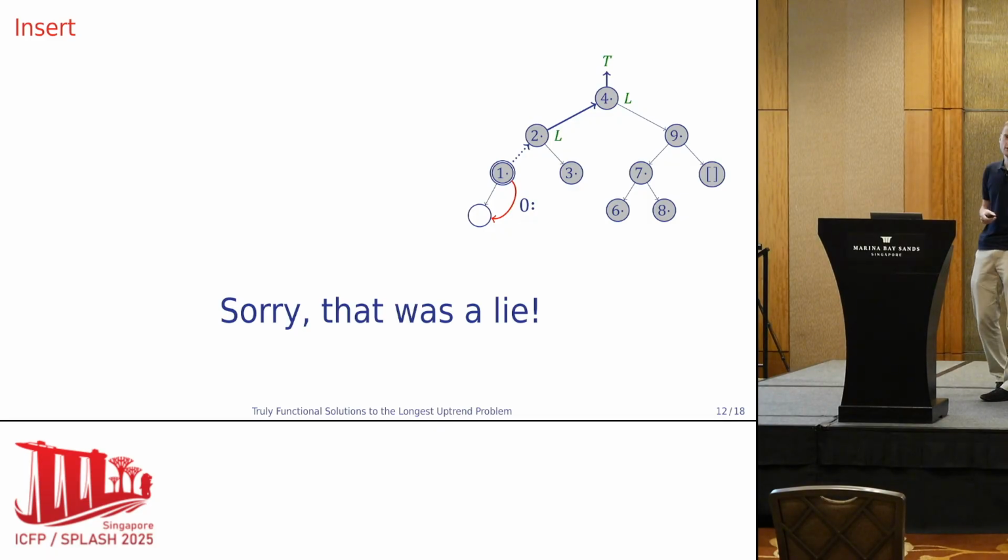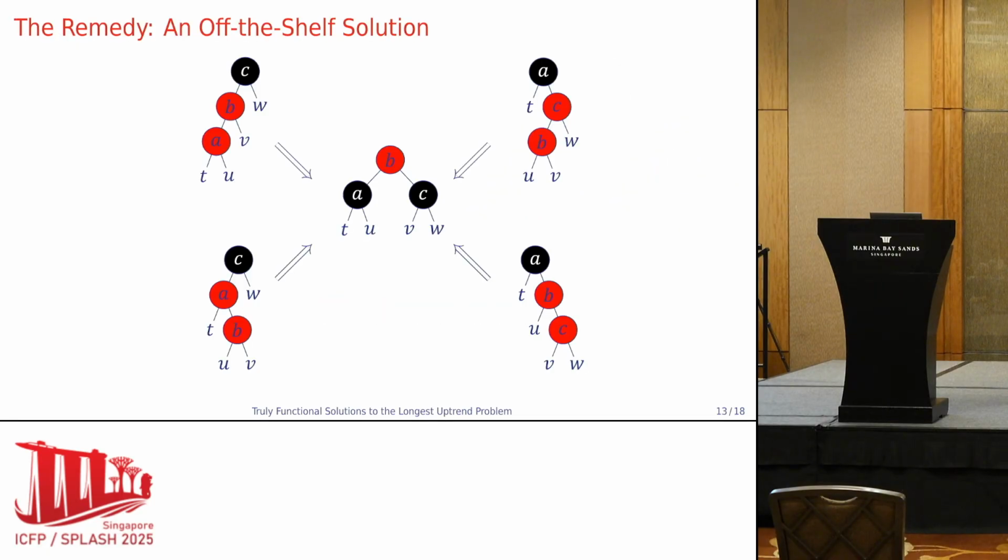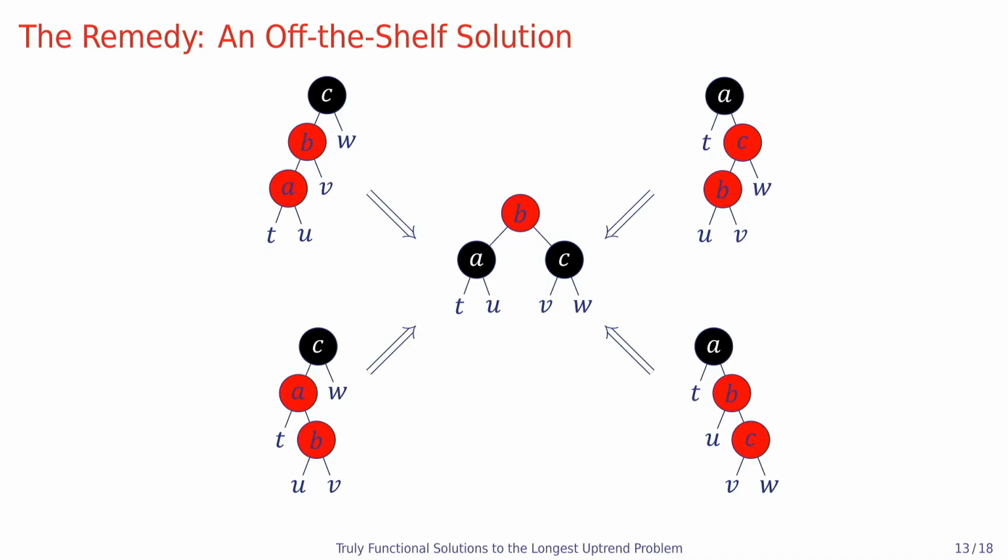And again, fortunately, there is an off-the-shelf solution for this as well. We take Okasaki's red-black trees, and it's actually quite easy to adapt to red-black trees. So everything just stays the same. We have to add color fields to everything, and instead of zipping, we have to balance as well. So let's have a look at an example.